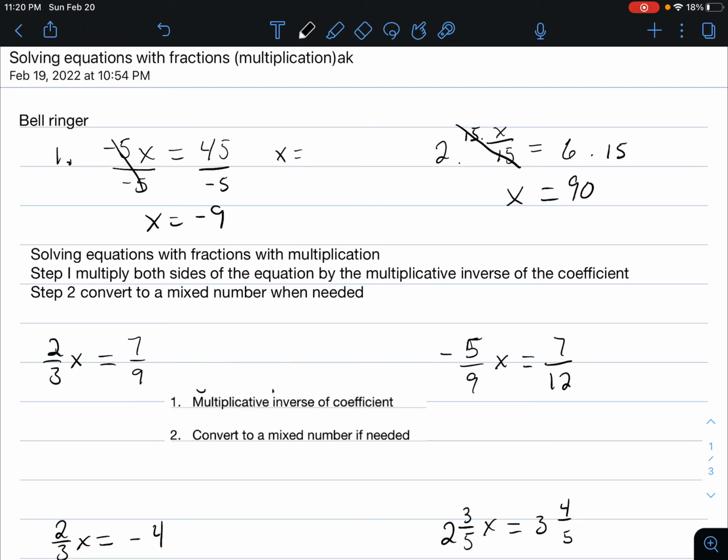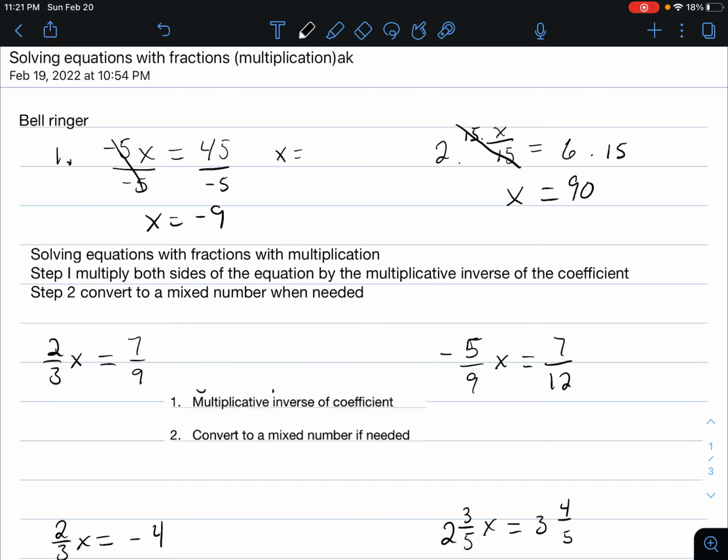Okay, so we're going to use these same steps, the multiplicative inverse. Some also might refer to it as the reciprocal, but this time we're looking at the reciprocal of a fraction. So the coefficient, which is the number in front of the variable on all these, is a fraction. So the multiplicative inverse is just its reciprocal. Remember, the reciprocal is a fraction flipped upside down.